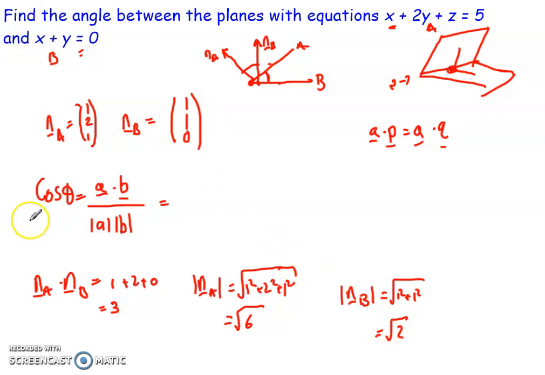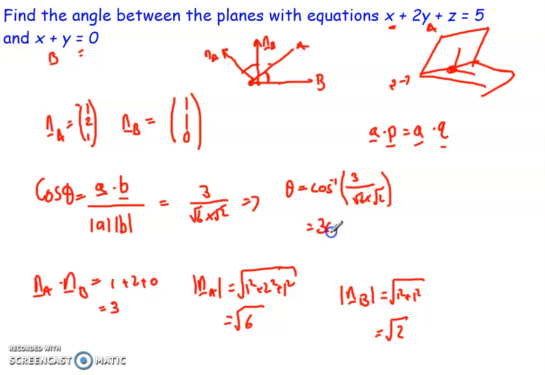So what I can say is, fine, cos theta is equal to 3 over root 6 times root 2. So from that I know that I can take cos minus 1 of it, so inverse cos of 3 over root 6 times root 2. That will give me the angle between the two planes, and when I do that I get 30 degrees. So the angle between my two normals is the equivalent of the angle between my two planes, which in this case is 30 degrees.